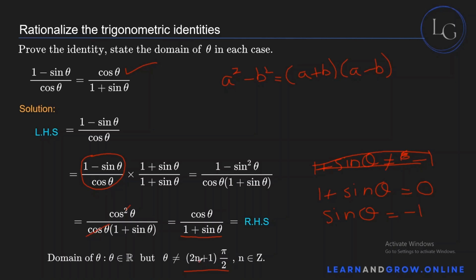This n can be any integer, basically 1, 2, 3, 4, 5, 6, 7, 8. And once you plug in, say 1 instead of n, that becomes 3 pi by 2. The value of sine theta at 3 pi by 2 is minus 1. Similarly, when the value of n is 2, it becomes 5 pi by 2, and again the value of sine theta is minus 1 at 5 pi by 2. So yeah.